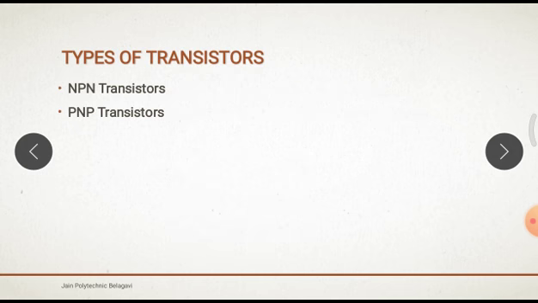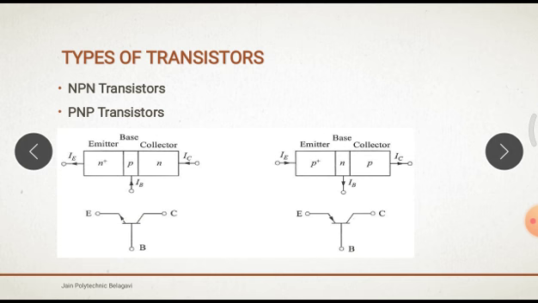Next, types of transistor. The 2 types are the NPN transistor and the PNP transistor. See here, if P-type material is sandwiched between 2 N-type materials, then it is called the NPN transistor. If N-type material is sandwiched between 2 P-type materials, it is called the PNP transistor. We'll see the construction and next the symbol of the NPN and the PNP transistor.